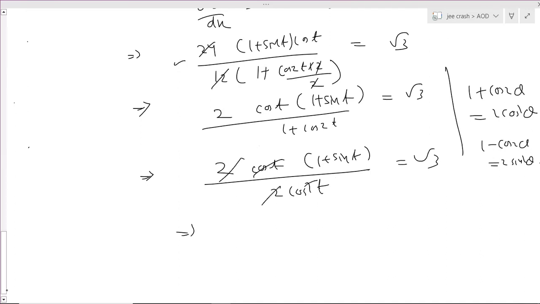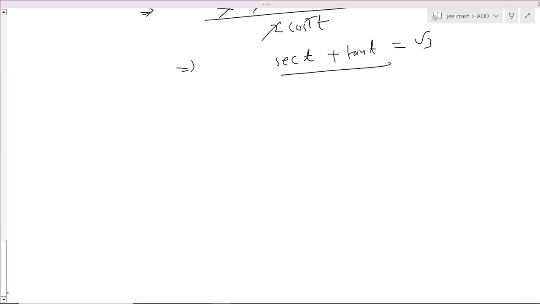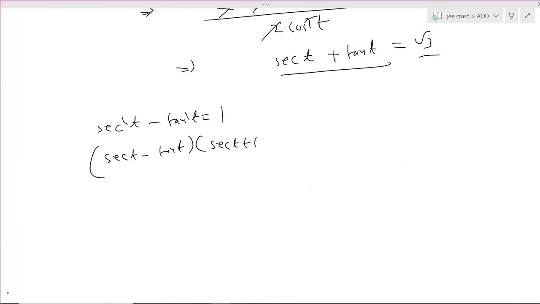So if I divide this, it becomes sec t plus tan t equals root 3. In class 10th, you have seen this type of question. If this value is given, I can use the identity sec square t minus tan square t equals 1. That means (sec t minus tan t) into (sec t plus tan t) equals 1. This value is root 3, so sec t minus tan t becomes 1 upon root 3. This is clear?